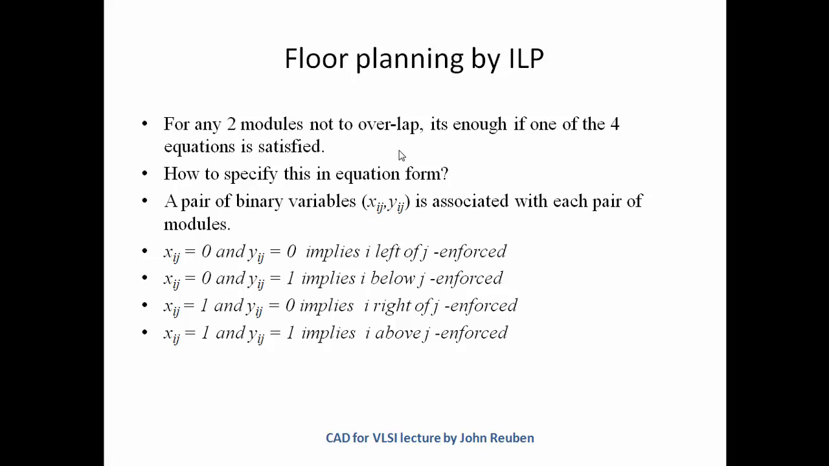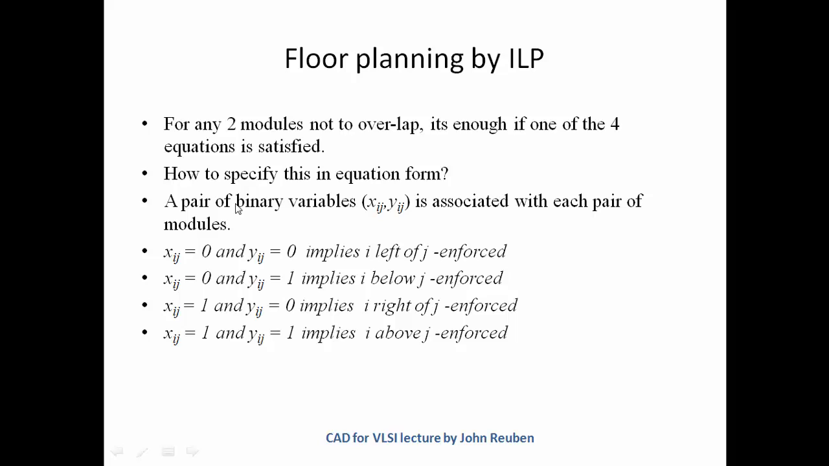But how do you specify this statement in the form of equation? To do so, we associate two binary variables xij and yij with each pair of modules. For any pair of modules i and j, two binary variables xij and yij are associated, and those binary variables can take either 0 or 1. So obviously the binary variable pair xij, yij can take only these four possible values: 0 0, 0 1, 1 0 and 1 1.